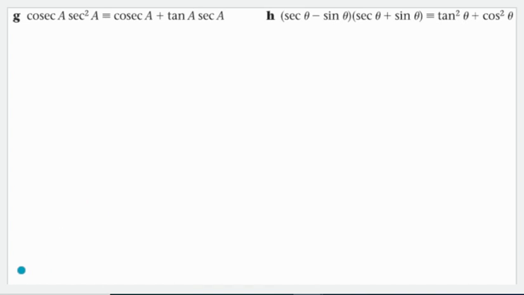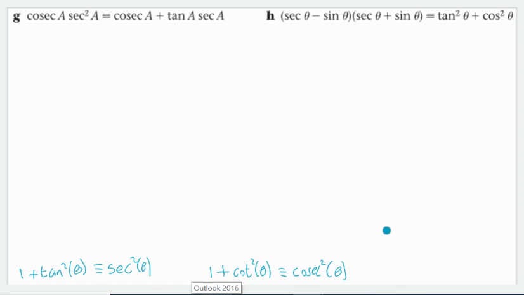Before I start, I'm just going to write down the identities that we will be using. We've got 1 plus tan squared theta is identical to sec squared theta. And we've also got 1 plus cot squared theta is identical to cosec squared theta. There are also, of course, the other identities, which are sine squared theta plus cos squared theta is 1, and sine theta over cos theta is tan theta.